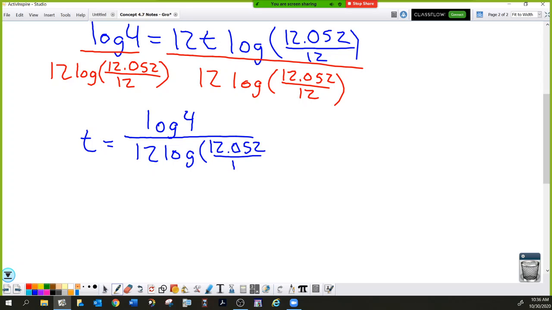12.052 over 12. Now, normally I would fire up the graphing calculator program and have this on the video, but you can see just having the broadcaster open along with Zoom and ActiveInspire is crushing this computer's brain power. So I am going to use the graphing calculator in my hand and do math, frac, n over d. So up top, I'm going to type log 4. And on the bottom, I'm going to do 12, and then math, frac, n over d again.